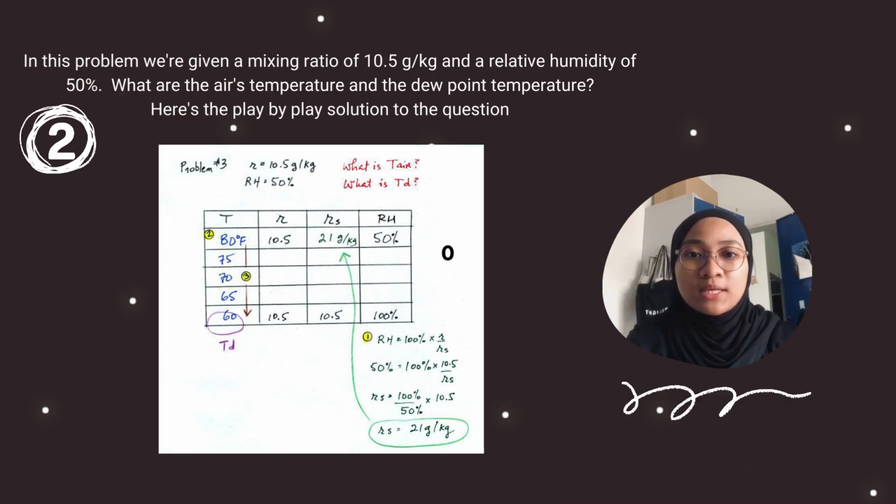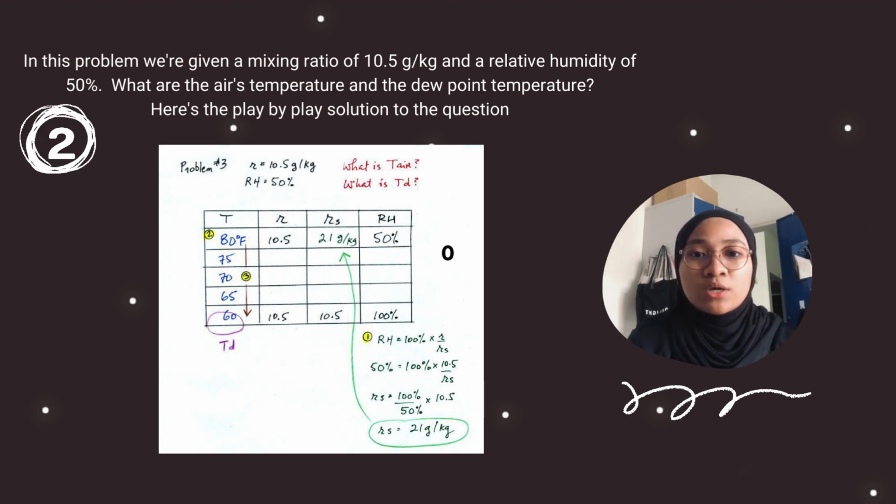Okay, next example. In this problem, you are given a mixing ratio of 10.5 grams per kg and a relative humidity of 50%. What are the air temperature and the dew point temperature? Here's the play-by-play solution to the question. First, the air contains 10.5 grams per kg of water vapor. This is 50%, half of what the air could potentially hold. So the air capacity, the saturation mixing ratio, must be 21 grams per kg. You can either do this in your head or use the RH equation following the steps shown.